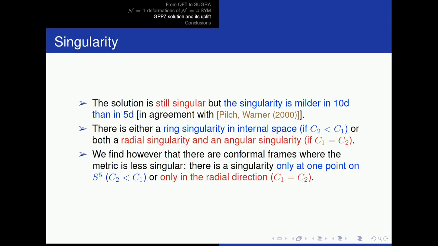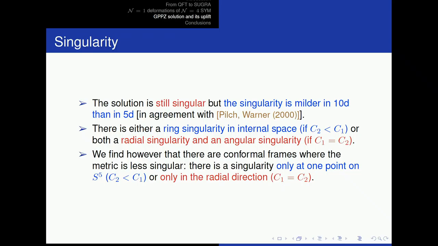First, the singularity. The singularity is exactly as it was described in this 2000 paper. First of all, the solution is still singular in 10 dimensions, but the singularity is milder in 10 dimensions than in 5. In particular, there is either a ring singularity in the internal space on the S5 if c2 is less than c1, or there is both a radial singularity and an angular singularity if these two are equal. I think this looks more singular to me, so I tend to think the actual physical case is this one.